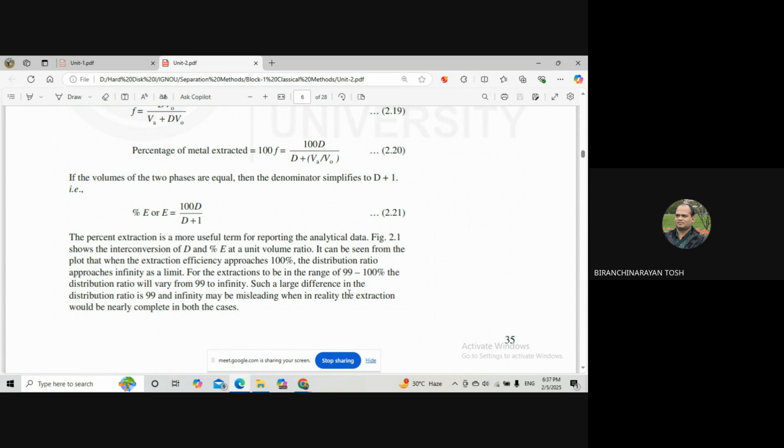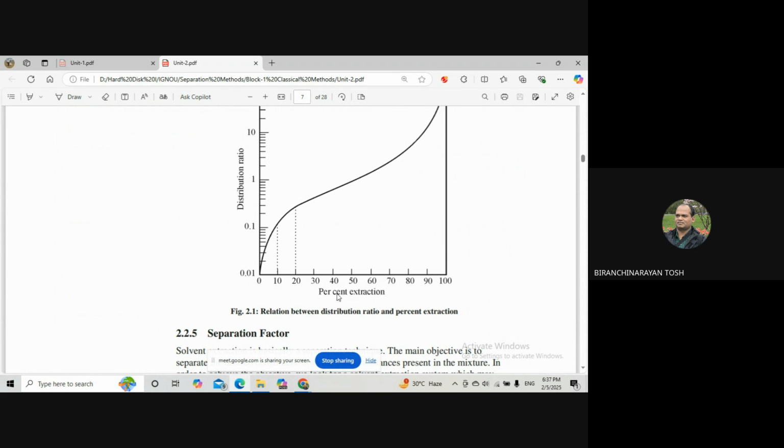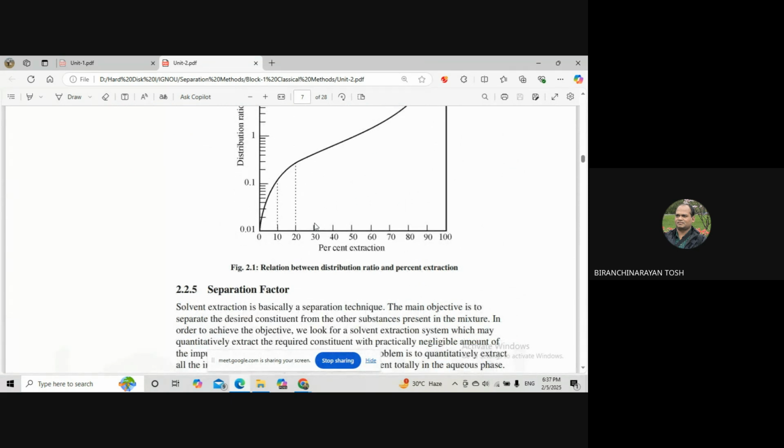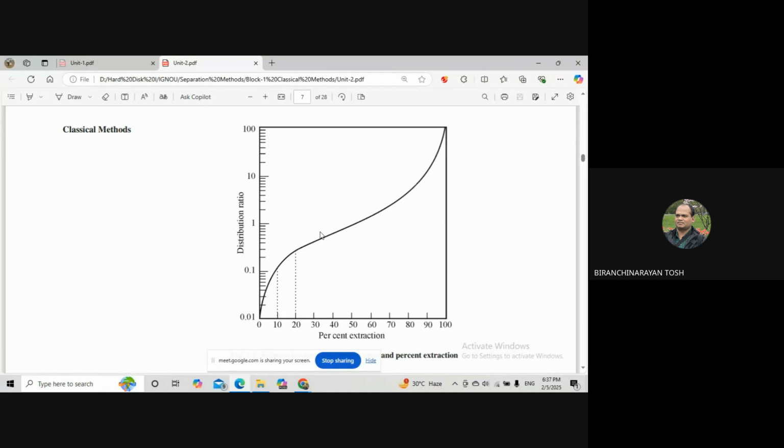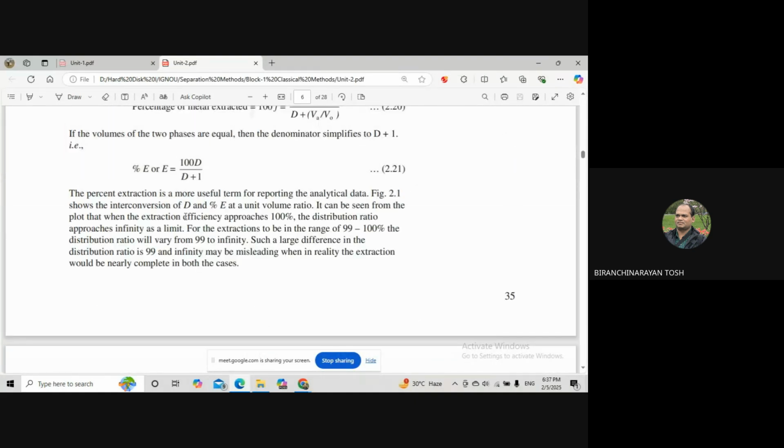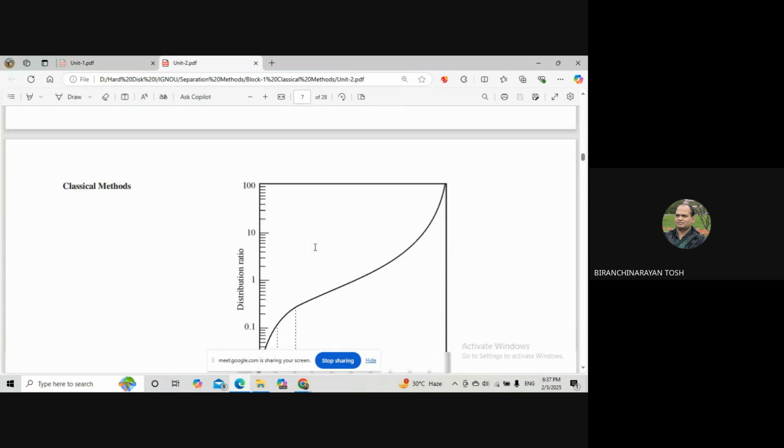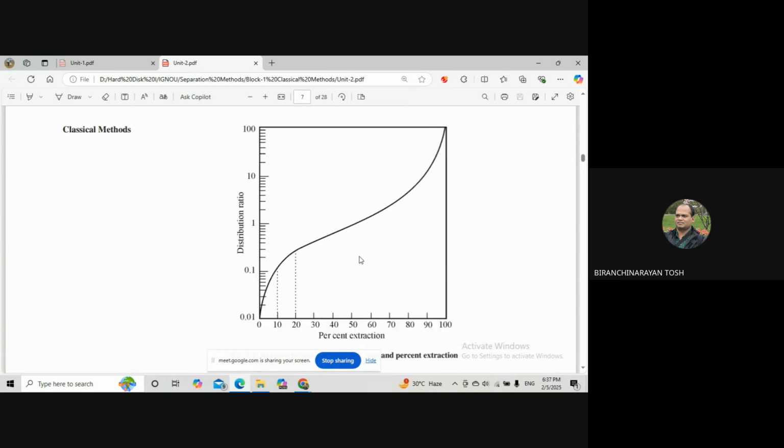So we'll plot a graph taking the percentage extraction and the distribution ratio. So the graph will be like that. So the percentage extraction, the useful term. This figure shows the interconversion of D and percentage extraction in a unit volume ratio.